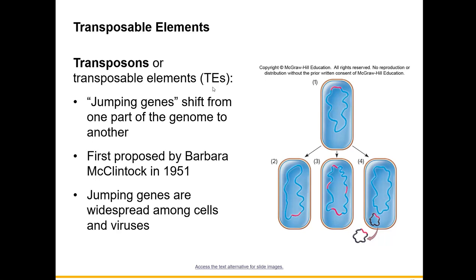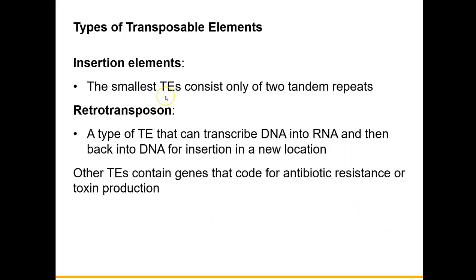Another way is transposable elements, or jumping genes. We call these TEs or transposons. They're jumping genes that shift from one part of the genome to another. It was first proposed by Barbara McClintock in 1951. Jumping genes are widespread among cells and in viruses. So these genes just pop out, and then they're able to be transferred within cells.